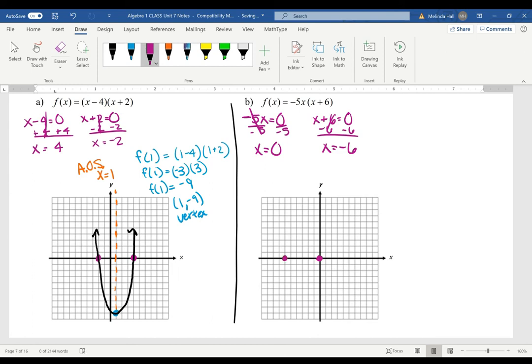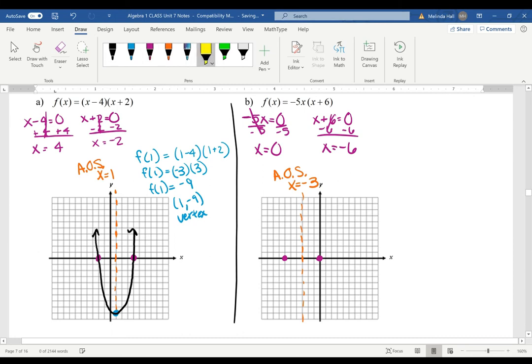Okay, now to get my axis of symmetry, I'm just going to the middle of them. So this is 1, 2, 3, 4, 5, 6 apart. So that means 3 is in the middle. And that's at x equals negative 3. Okay, we'll highlight all these important parts later.